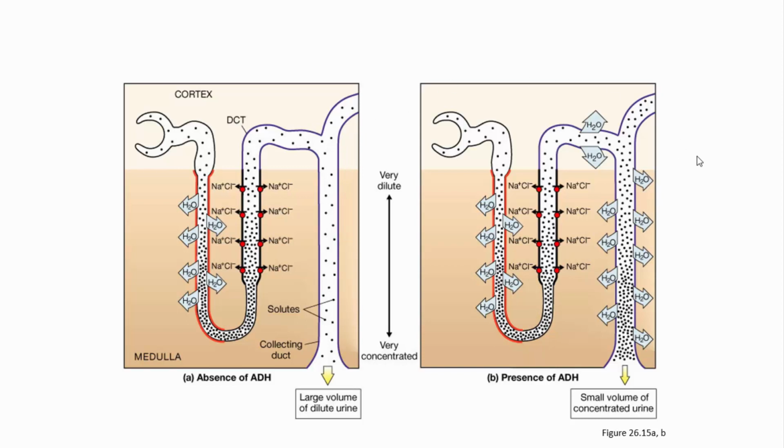So when ADH is present, it attaches to what are called principal cells, which makes the collecting duct a lot more permeable to water. And because the tissue here, which we'll talk about later, is very salty, with a lot of sodium chloride, it's going to draw the water out of the collecting duct, and you're going to get a smaller volume of urine, but it's also going to be very concentrated. It's going to be that dark yellow to amber color. So when you see that, you know it's time to start drinking more water.